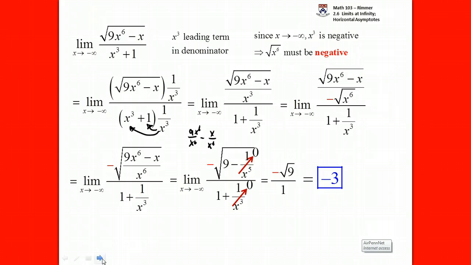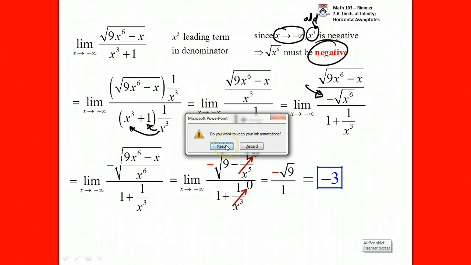So be on the lookout for that combination of x going towards negative infinity and the power on x being odd. That combination forces you to employ that negative when otherwise you wouldn't care about it. All right, great. Good with that.